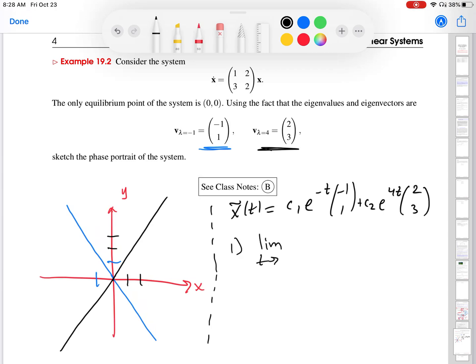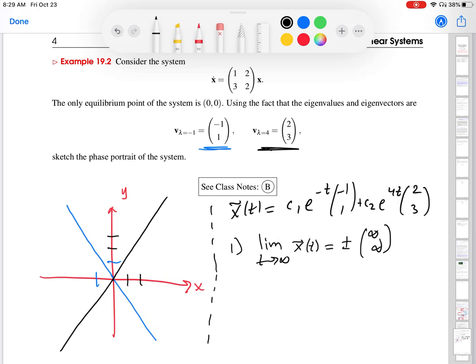As t goes to infinity, the solution x of t, unlike the previous example, does not go to 0, 0, because this part of the solution has a positive 4t. So depending on whether C2 is positive or negative, we might be approaching some version of infinity. So I'm going to say plus or minus infinity. That means that this system is unlike the previous one, where no matter where you started, you ended up at the origin. The orbits here are, no matter where you start, you're going to end up way far away from the origin. We don't know in which direction, so I can't really denote that or signal that in the phase portrait.